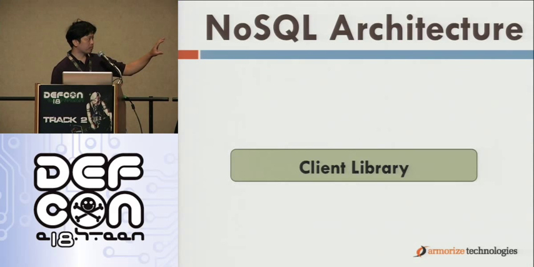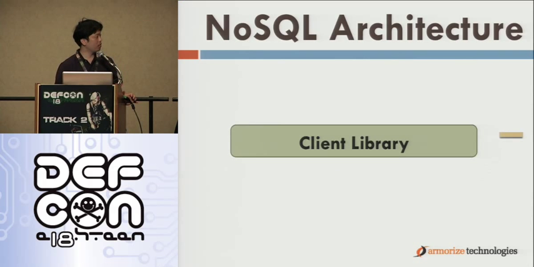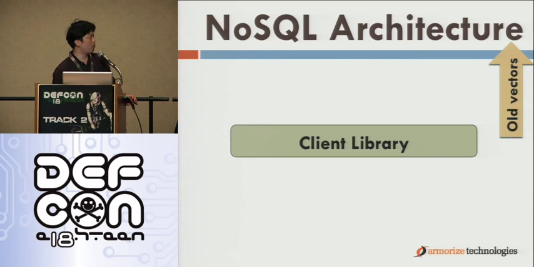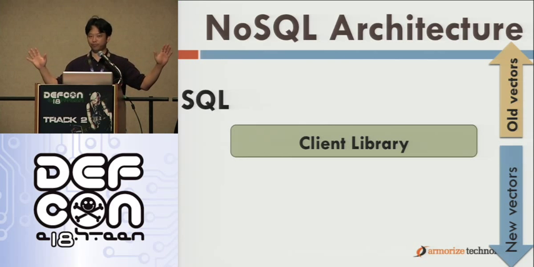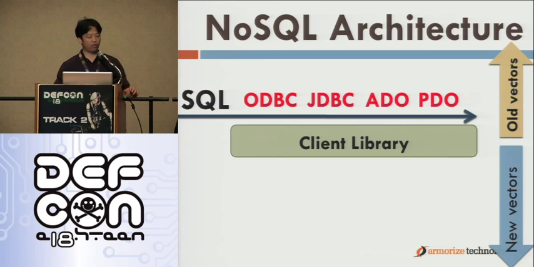So how this client library is implemented will affect what types of vulnerabilities would exist in this particular implementation. And so let's look at the old vectors versus the new vectors. In the old days, there was only one horizontal vector, the SQL, right? And within that horizon, we would have ODBC, JDBC, ADO, PDO, what have you, for us and for the attackers to do their SQL injections.